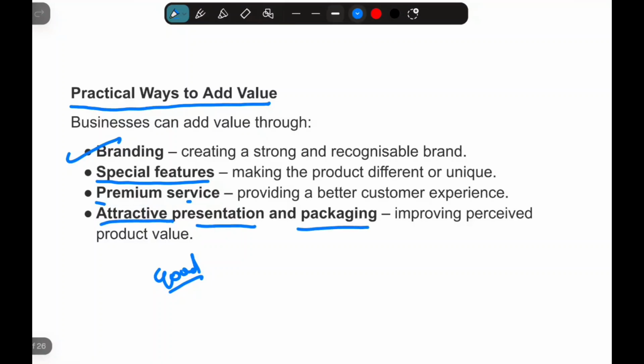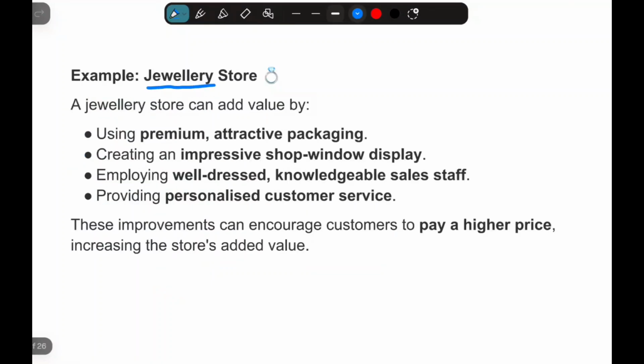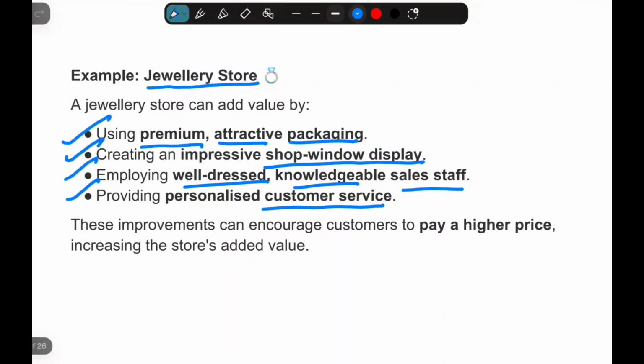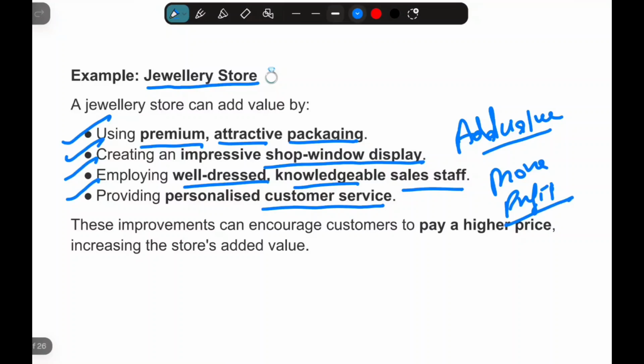Attractive presentation and packaging. For example, a jewelry store: using premium attractive packaging, creating an impressive shop window display, employing well-dressed, knowledgeable staff, and providing personalized customer service. All these factors can lead to added value and also more profits. These improvements can encourage customers to pay a higher price and increase the store's added value.